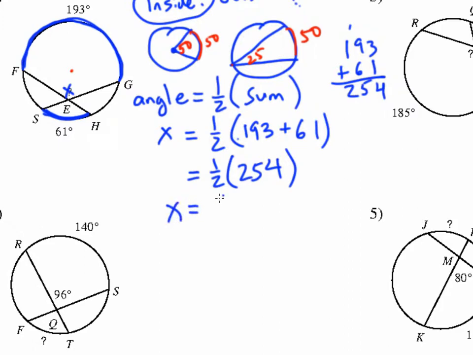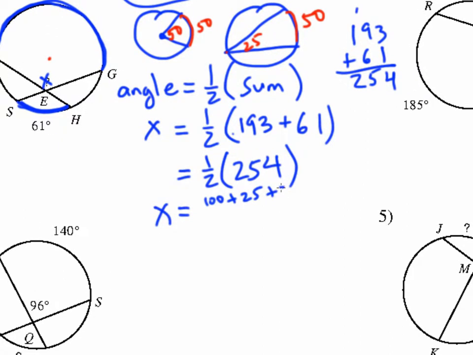So x is going to equal half of that. What's half of 200? It's 100. What's half of 50? It's 25. What's half of 4? It's 2. So half of 100 plus 25 plus 2. Half of 200, half of 50, and half of 4. So we get x equals 127.